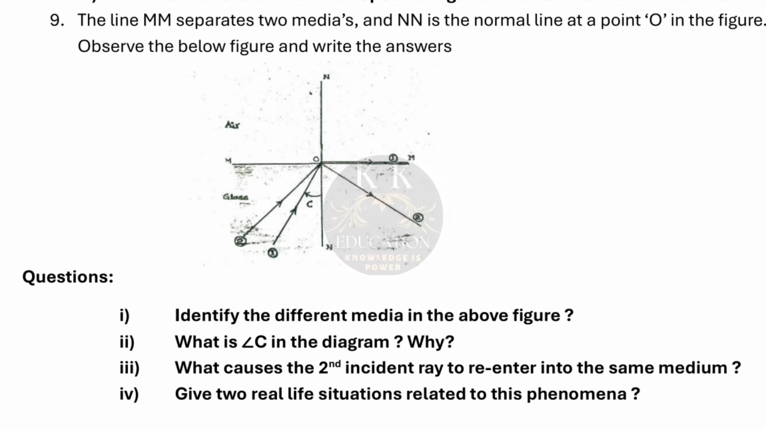Okay, so next we can see another one, a picture question given to us, asking some questions. The line MM separates two media and NN is the normal line at the point O. In the figure, observe the figure below and write the answers. So first question, identify the different media in the above figure. Second, what is the angle C in the diagram and why? And third one, what causes the second incident ray to re-enter the same medium? And fourth one, give two real life situations related to this phenomenon.